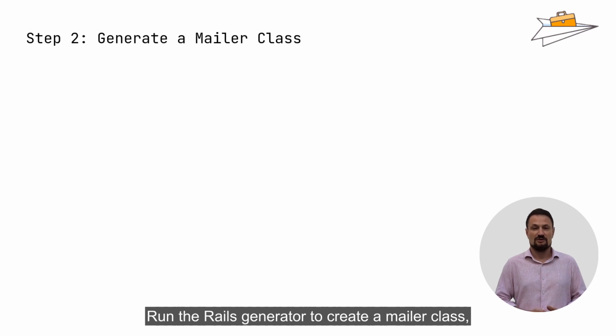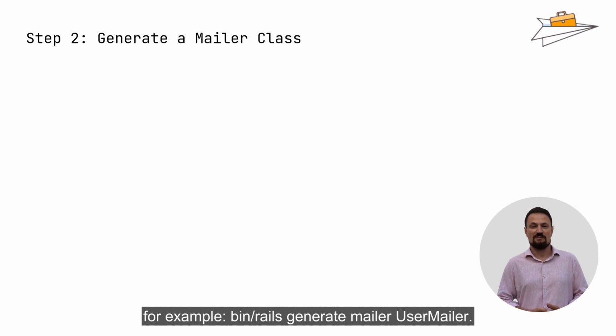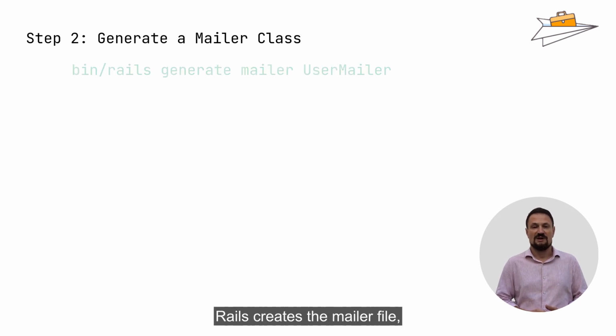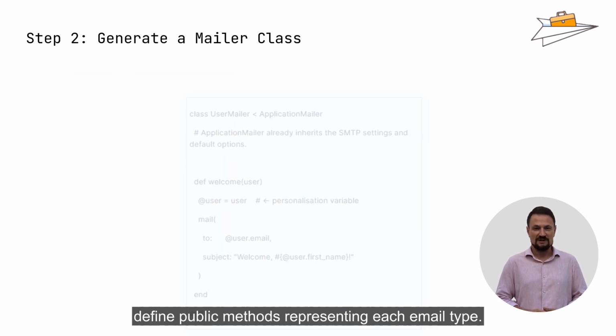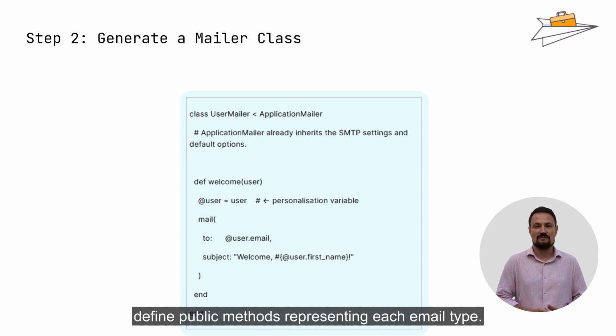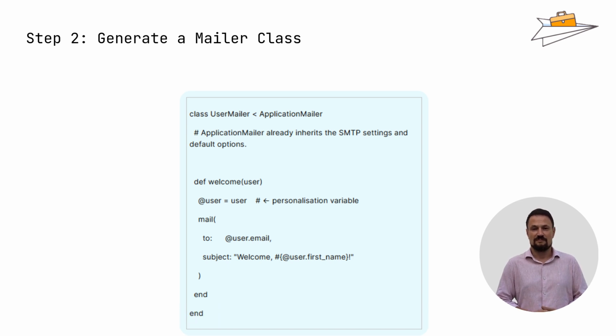Step 2. Generate a mailer. Run the Rails generator to create a mailer class, for example, bin/rails generate mailer UserMailer. Rails creates the mailer file, views folder for templates, and a basic test file. In your mailer class, define public methods representing each email type. For instance, a welcome method sets the recipient, subject, and exposes variables for the templates.